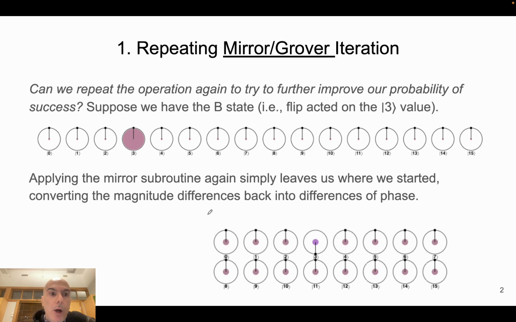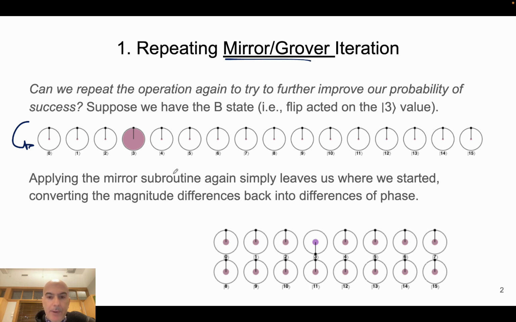So an obvious question is, can we repeat the mirror operation again to try to further improve our probability of success? So for instance, suppose that we have the B quantum register in the following state after the first iteration of a flip and the mirror, and this is going to be the result. So what happens if we repeat a mirror Grover phase?